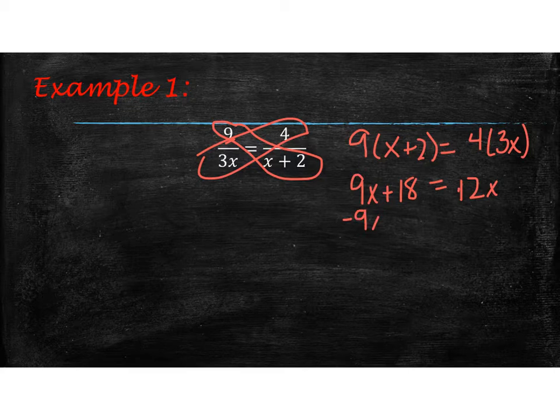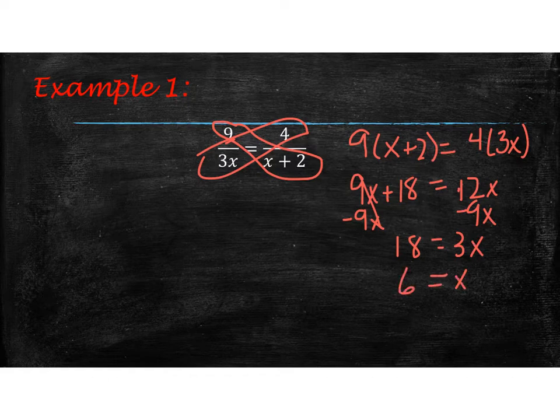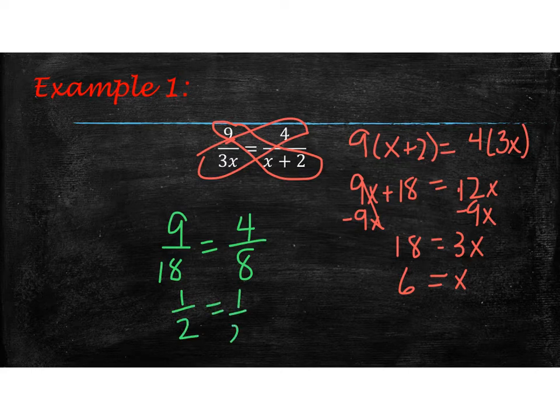At that point you want to solve it, so you're going to have to get your x's together. So if I subtract 9x, I'll be left with 18 equals 3x. Then divide both sides by 3, x equals 6. Now you do want to check this, so I'm going to plug in a 6, so I'll have 9 over 3 times 6 is 18 equals 4 over 6 plus 2 is 8. So both of these reduce to 1/2. And so therefore 6 checks.